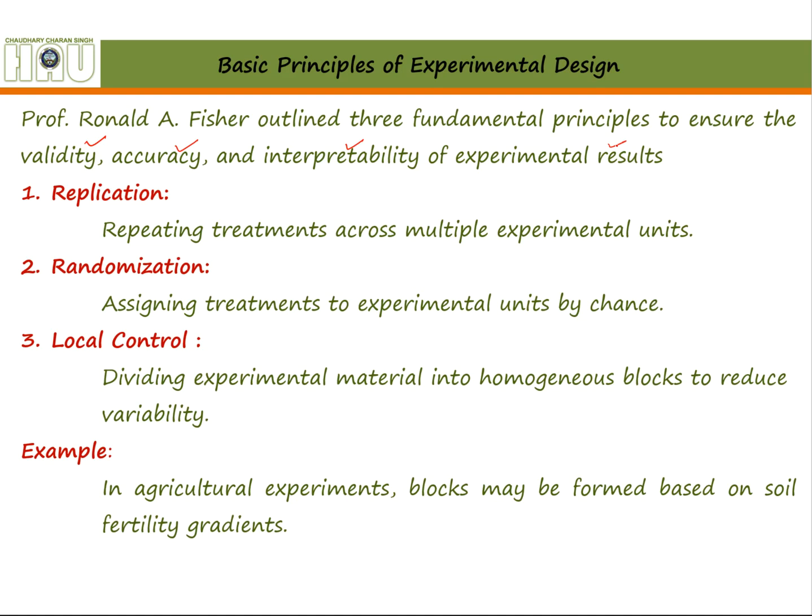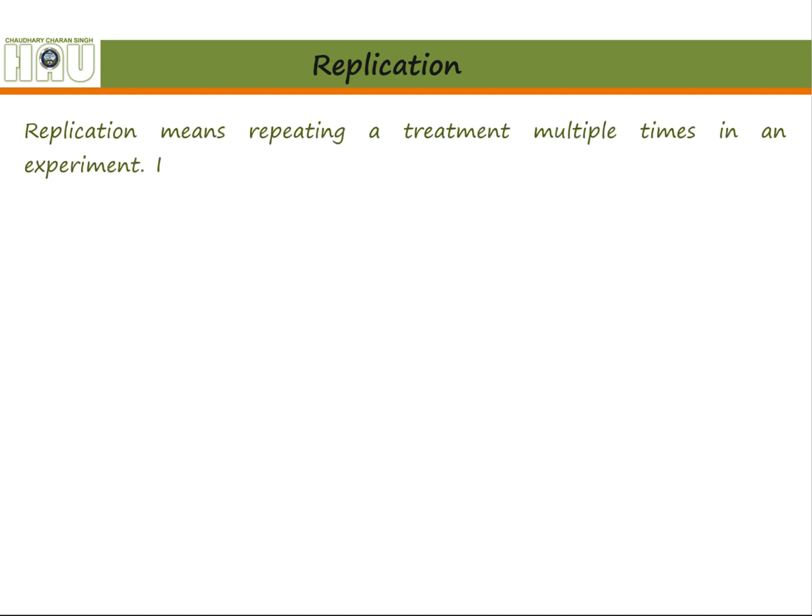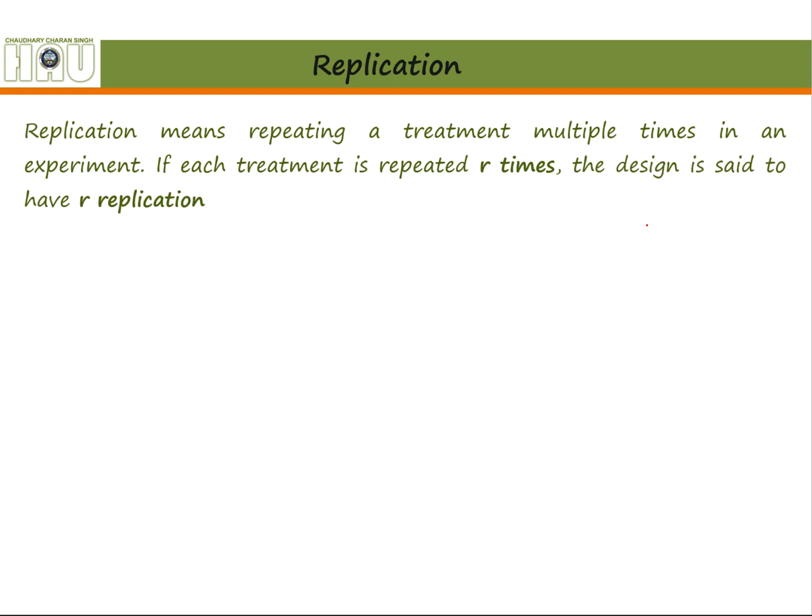So first principle is our replication. So what is replication? Replication means repeating a treatment multiple times in an experiment. And suppose if you want to repeat a treatment say R times, the design is said to have R replications. And why are these replications important? There may be a question why these replications. There are so many reasons why we use replication in experimental designs.